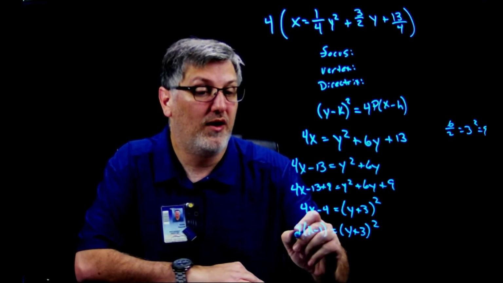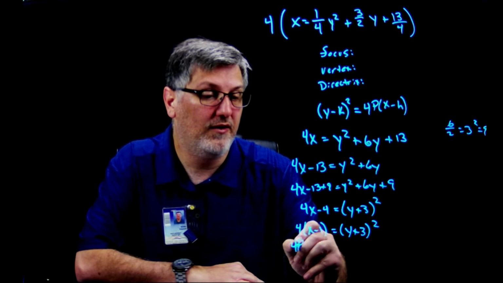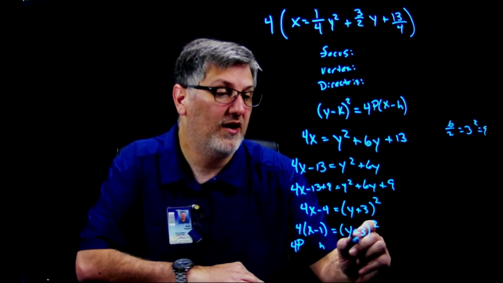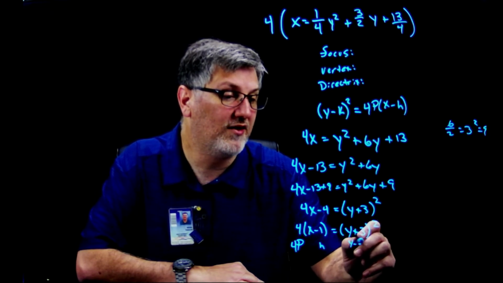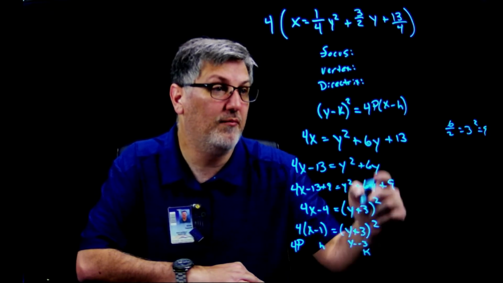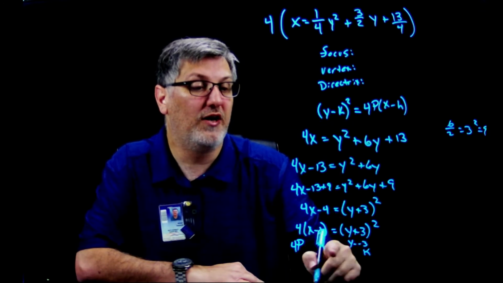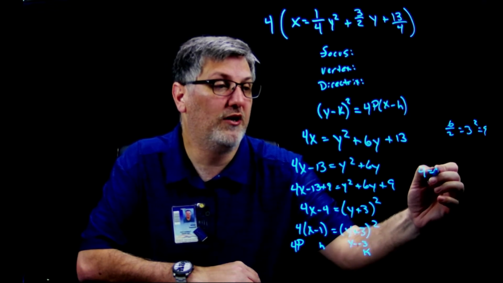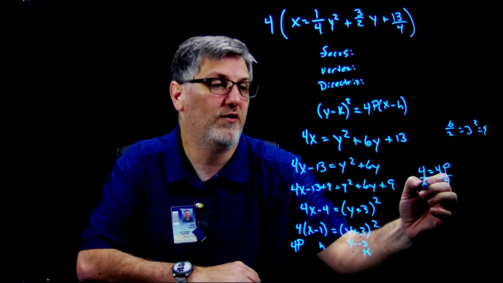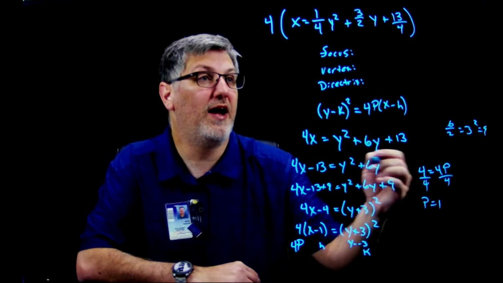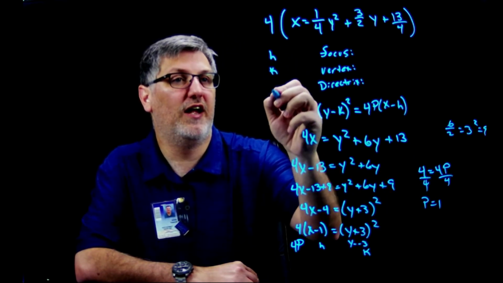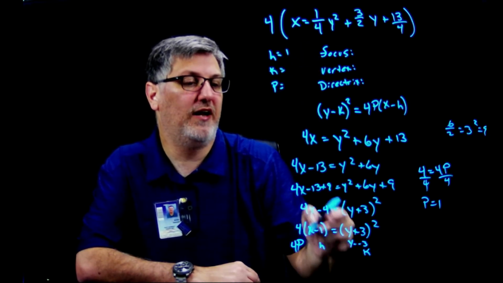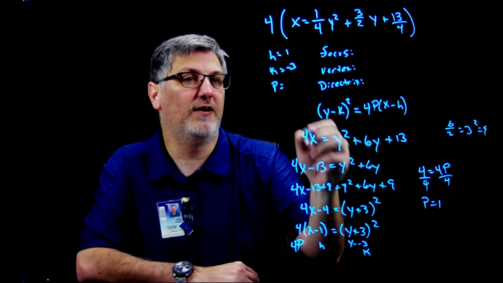So I can label. I know 4 is 4p. I know this negative 1 is my h. And this really is y minus a negative 3. That is my k, because it's supposed to be a minus. So I now know h, I know k. To find 4p, just take this number and set it equal. 4 equals 4p, divide by 4, p equals 1. So I have an h, a k, and a p. My h is 1, my k is -3, and my p is 1.